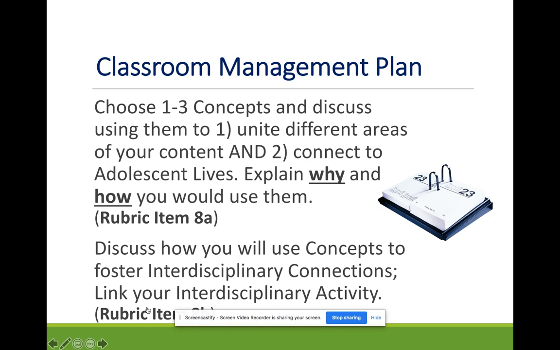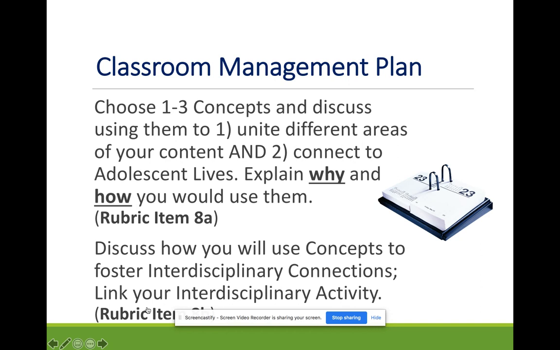Okay, so choose 1 to 3 concepts and discuss how you personally would use them to unite different areas of your content, and then how you think those concepts are particularly powerful connecting to adolescent lives. Explain why and how you would use those concepts. We've seen quite a few ideas in here and read about ideas in the book as well. And then the second part of 8 is to discuss how you'll use concepts to foster interdisciplinary connections. So you can do a statement about that. You can use the same concepts above or different ones.